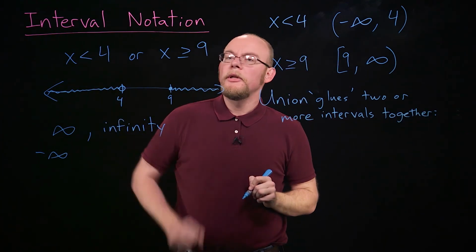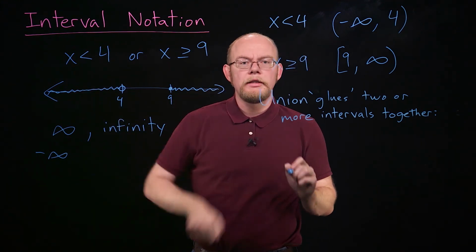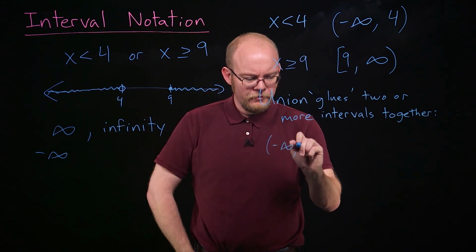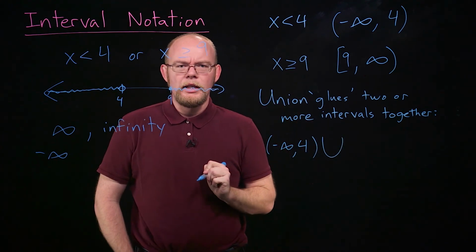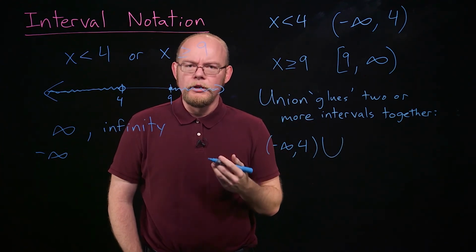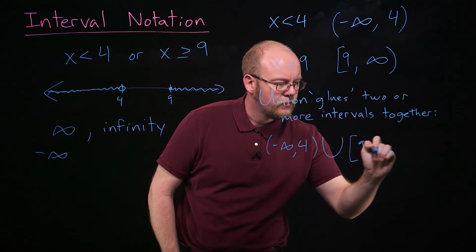So in this case, what it means is we're going to take the interval that's all numbers less than 4. We write that down as negative infinity to 4. And the symbol that we use is a capital U. And that capital U basically means union. And then we need to glue to it 9 to infinity.